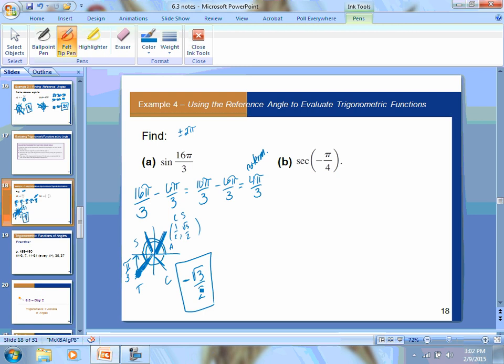Okay, so last one, part B, we're finding the secant. Okay, so here's an inverse function now. So remember, secant is going to be 1 over cosine. Okay, so we're going to have that added step in there too.